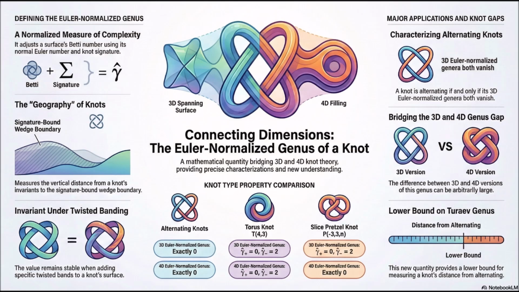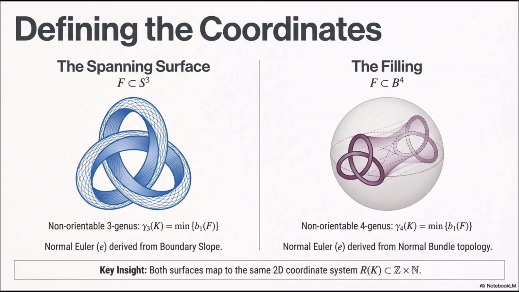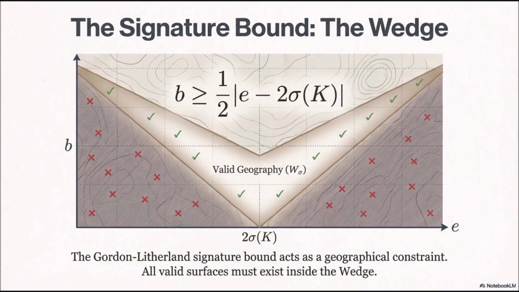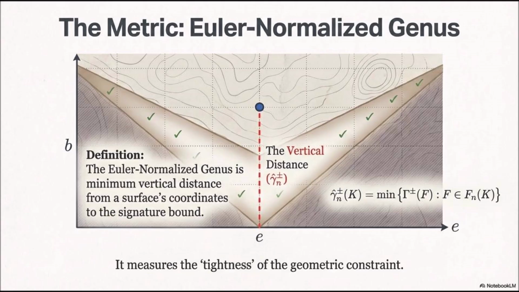Okay, here we go. The big moment. We are now ready to define our central object of study, the Euler-normalized non-orientable genus. Drum roll, please. This is where the magic happens. This is the new tool. For a spanning surface or filling F, define its Euler-normalized first Betti numbers to be Γ±(F) = b₁(F) ± (σ(K) − ½e(F)). Okay, let's freeze frame. We need to look at this equation properly. Γ±, this is their new invention. It has 3 parts.